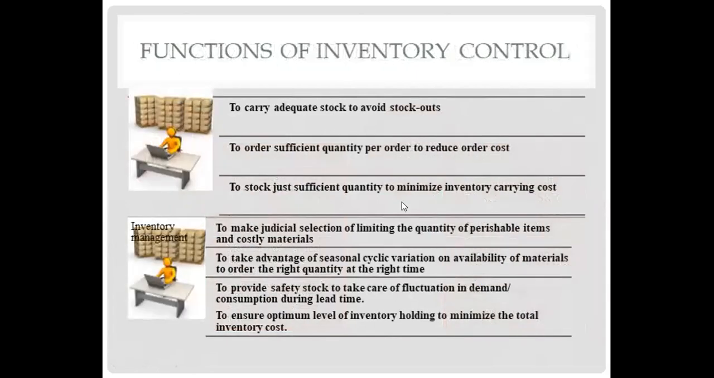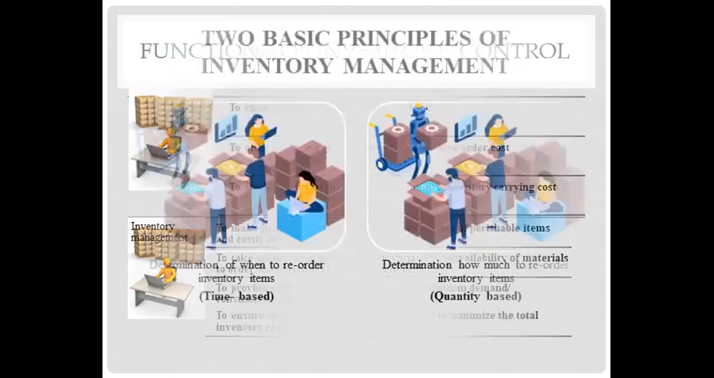The functions of inventory control are to carry adequate stock to avoid stock outs, to order sufficient quantity per order to reduce order cost, to stock just sufficient quantity to minimize inventory carrying cost, to make judicious selection of limiting quantity of perishable items, to take advantage of seasonal and cyclic variation in the availability of materials, to provide safety stock, to take care of fluctuation in demand, to ensure optimal level of inventory holding, and to minimize the total inventory cost.